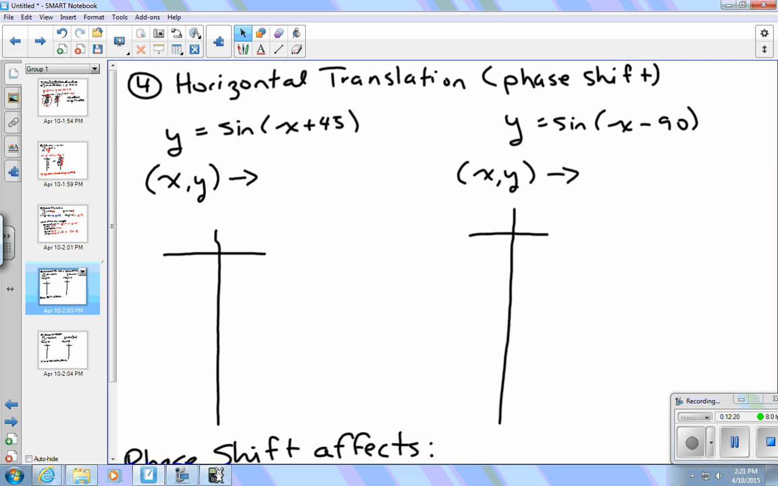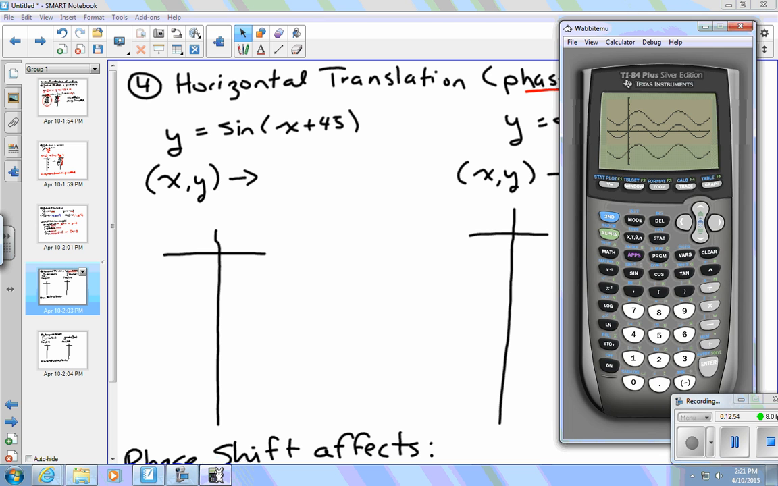All right, let's start looking at the horizontal transformations. A horizontal translation, when we're talking sinusoidal functions, is actually called a phase shift, and your textbook uses that term all the time. But it works exactly the same as the horizontal translations in the other functions that we've studied so far. So I've got y equals the sine of x plus 45, and y equals the sine of x minus 90. We'll only do these one at a time as we look at them.